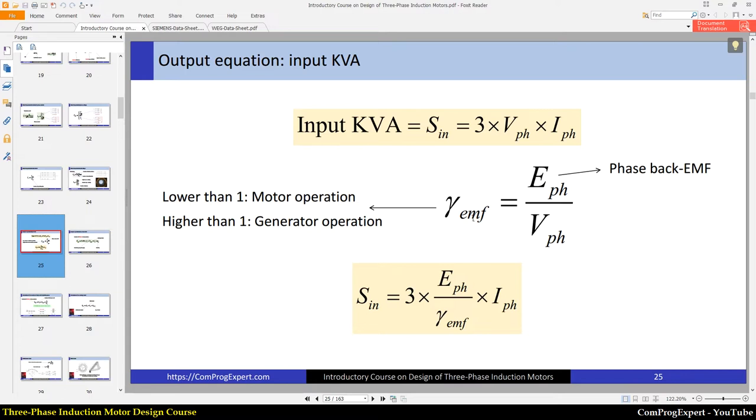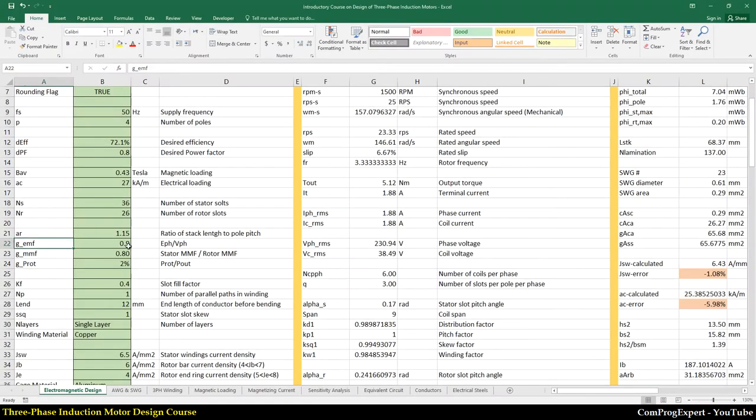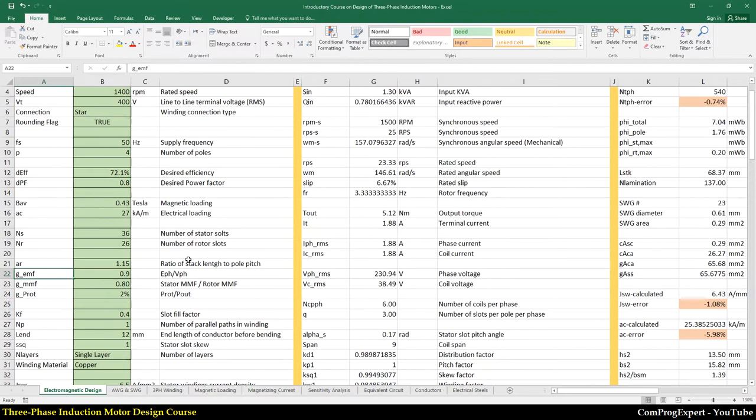Right, so it depends on the value of efficiency also. If you want to design a high efficiency motor, the value of gamma EMF should be close to 1. But in the case of low efficiency electric motors, you can reduce the value of gamma EMF. So I considered its value equal to 0.9 for our current design. And let's continue the design and calculate main dimensions and compare with benchmark motors.